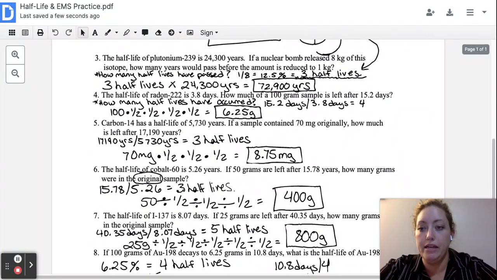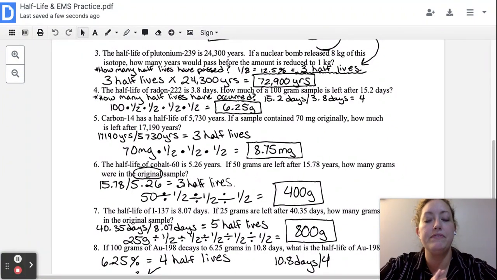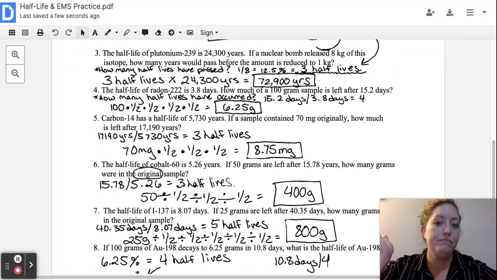On number 3, this is when they started to get a little bit more complicated. The half-life of plutonium-239 is 24,300 years. If a nuclear bomb released 8 kilograms of this isotope, how many years would pass before the amount is reduced to 1 kilogram? So you first need to figure out how many half-lives have actually passed. If you have only 1 kilogram left and you started with 8, you can divide that. So 1 divided by 8 tells you that you only have 12.5% remaining.